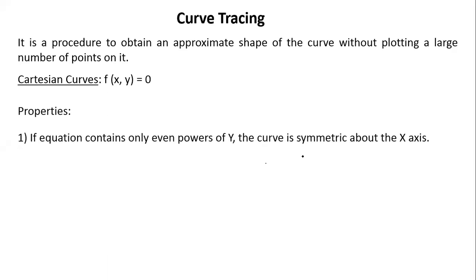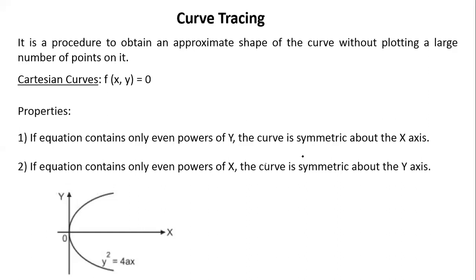Property number one is, if the equation contains only even powers of y, meaning there should not be an odd power of y, only even powers of y, then the curve is symmetric about the x-axis. So we can see here y square equal to 4ax, even powers of y, and the curve is symmetric about the x-axis, meaning if it is folded along the x-axis, then both the parts are going to exactly coincide.